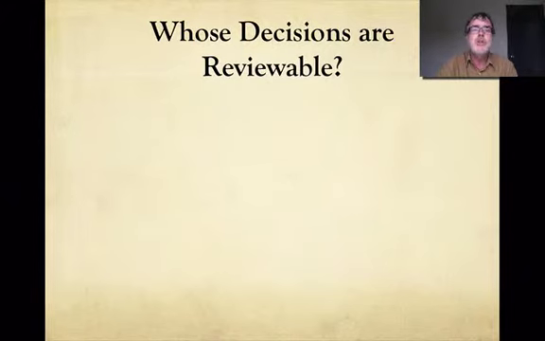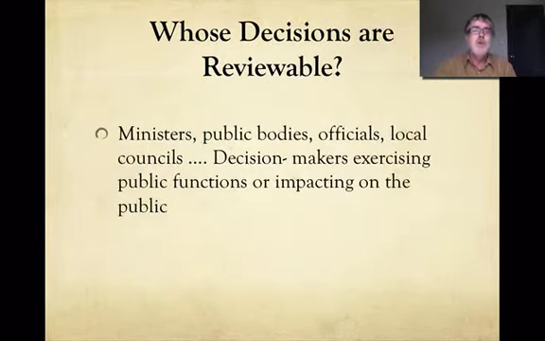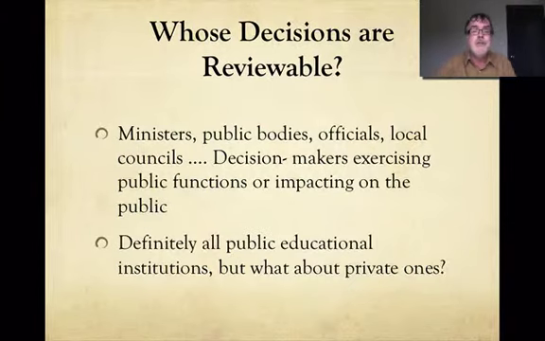So whose decisions are reviewable by judicial review? Well, all sorts of decisions. Ministers of the Crown, and those examples I've given you, the Minister of Education or the Environment Minister, all sorts of ministers, public bodies, officials, local councils, all decision makers who are exercising public functions or impacting on the public. So the scope of judicial review, even though it is relatively weak, is quite extensive. It covers a lot of functions.